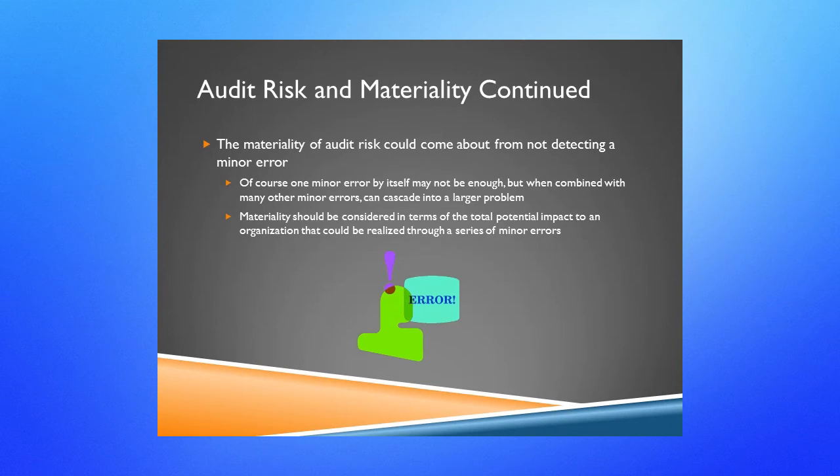Now, the materiality of the audit risk can come, as we said, from not detecting a minor error. But again, one minor error by itself might not be enough to really cause a problem. But if we have many of those, they can cascade into a larger problem. Materiality should be considered in terms of the total potential impact to an organization that can be realized through this series of minor errors.